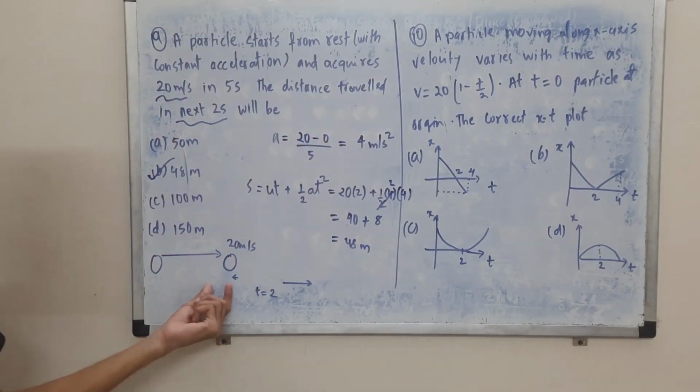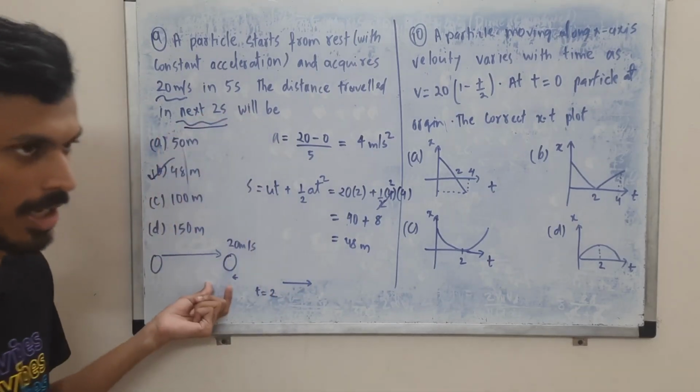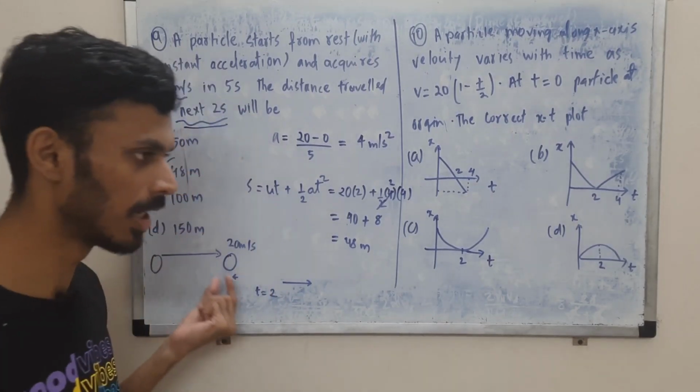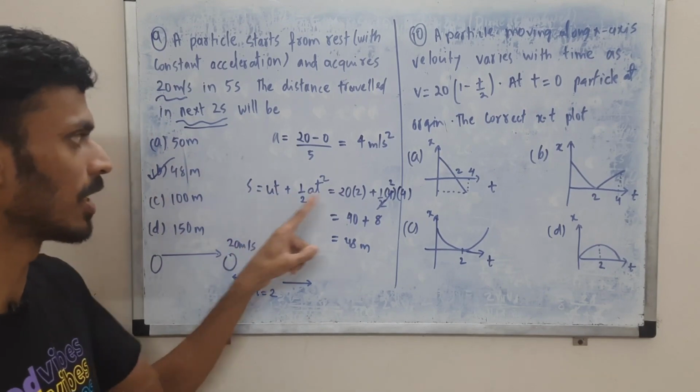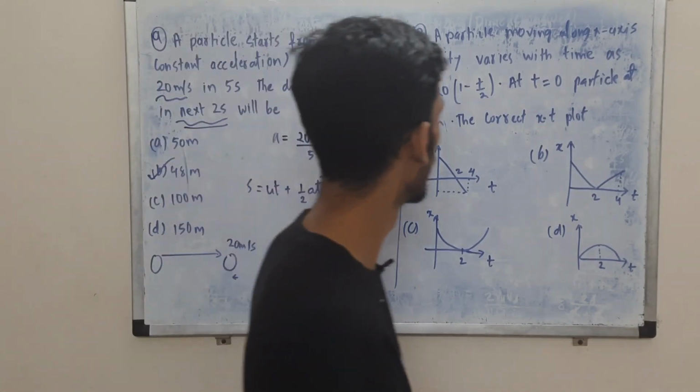So the only thing to keep in mind was the next 2 seconds. Starting from here, the initial velocity is 20, not 0. Okay, let's come to this one.